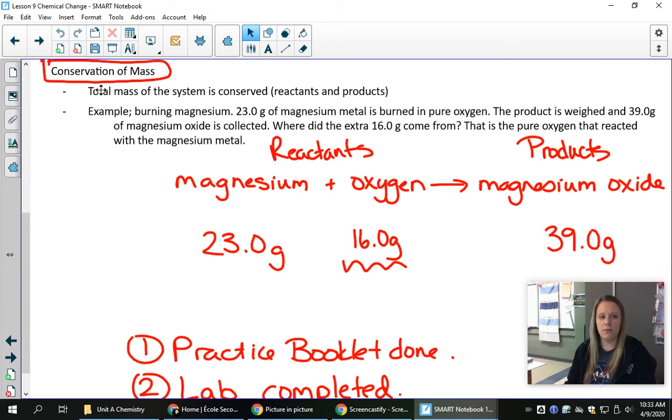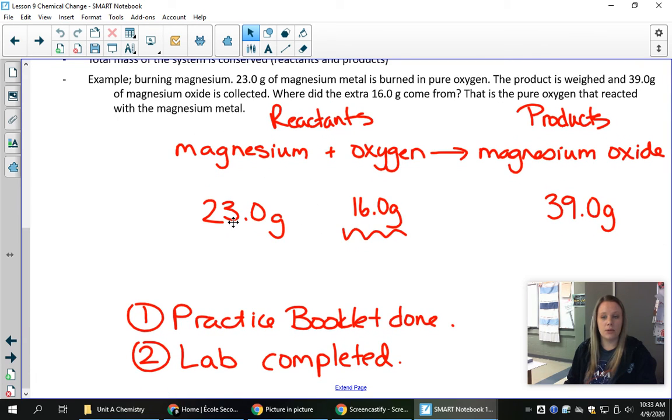So usually if we don't see the law of conservation of mass right away, it's because something was a gas, and gases are really hard to measure if we don't capture them, like I did in the balloon example. So if I knew magnesium was 23 grams and the only product I get, magnesium oxide, is 39, I went 39 minus 23 is 16 grams of oxygen gas that I was working with. I just didn't have a way to measure it when it was in the gaseous form.